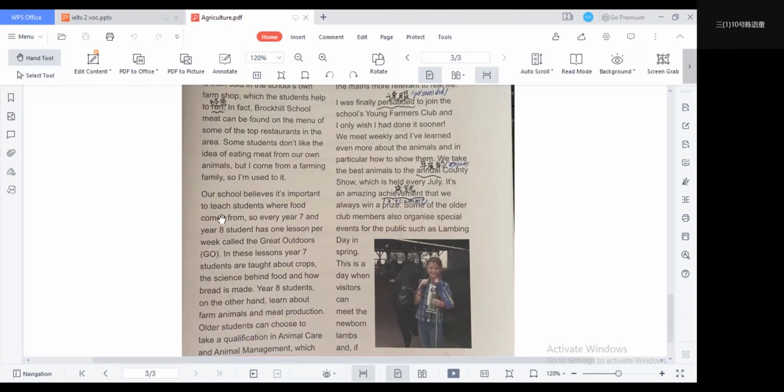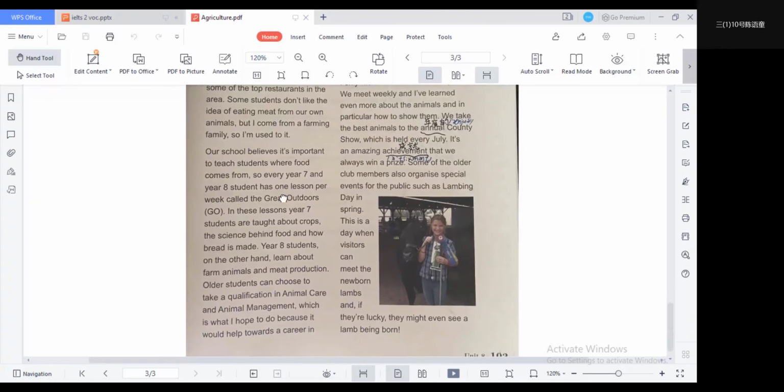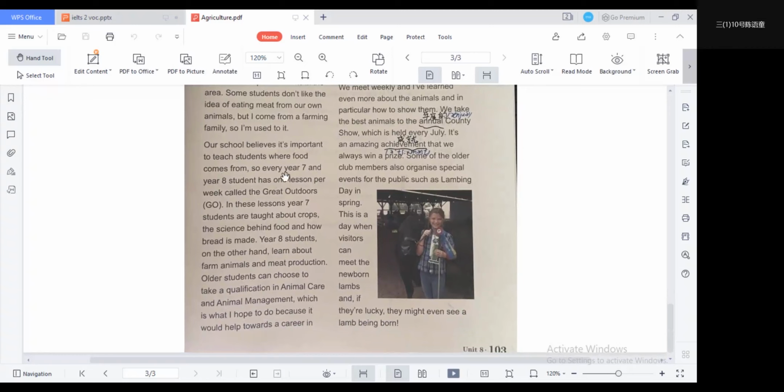It's important to teach students where food comes from. So every year, Year 7 and Year 8 students have a week called the Great Outdoors. In these lessons, Year 7 students are taught about the science behind food and how bread is made. Year 8 students, on the other hand, learn about farm animals and meat production.